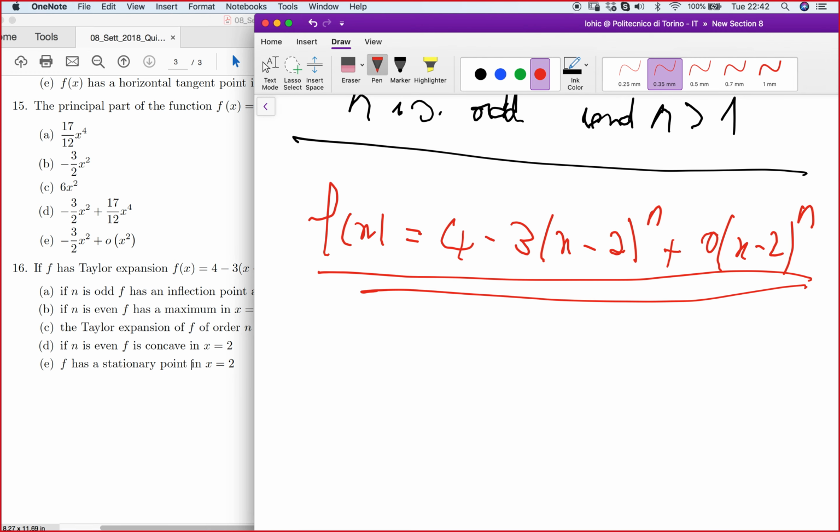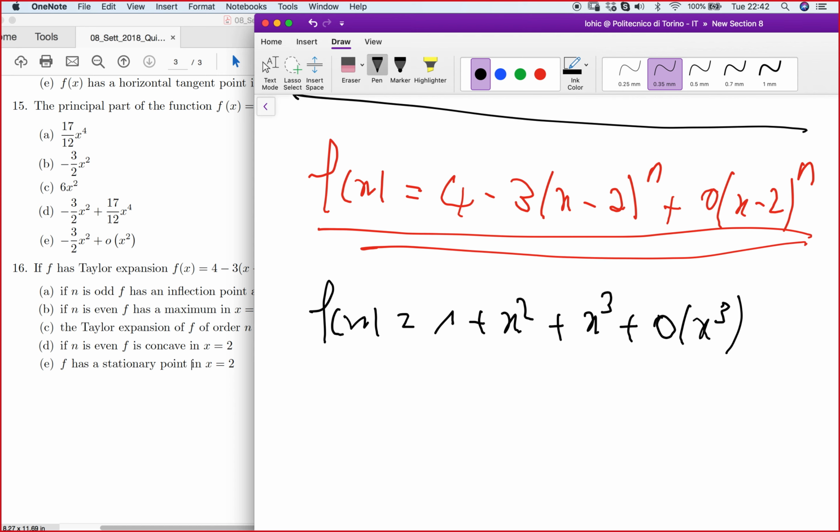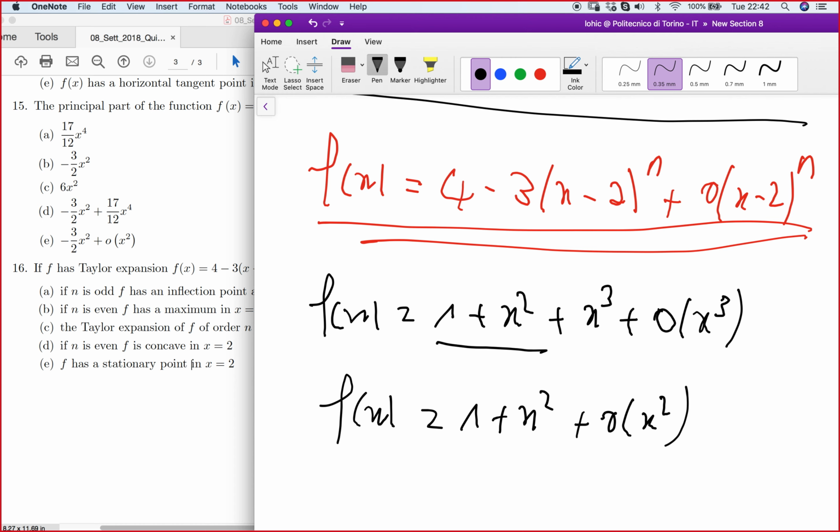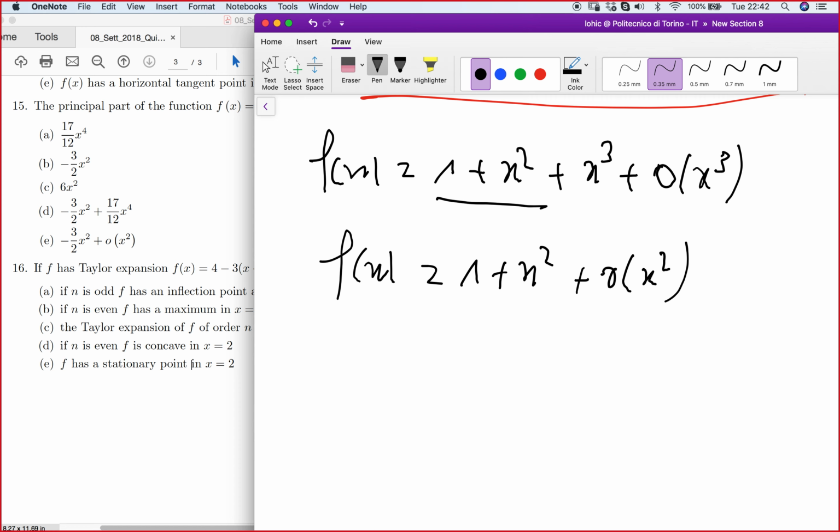And also, if you do not understand this, imagine, for example, to have the Taylor expansion, the Maclaurin expansion, 1 plus x squared plus little o of x cubed. If I ask you what is the Taylor expansion of order 3, the Taylor expansion of order 2 is direct because you just take the stuff until order 2, 1 plus x squared, then you add little o of x squared. Is that clear?